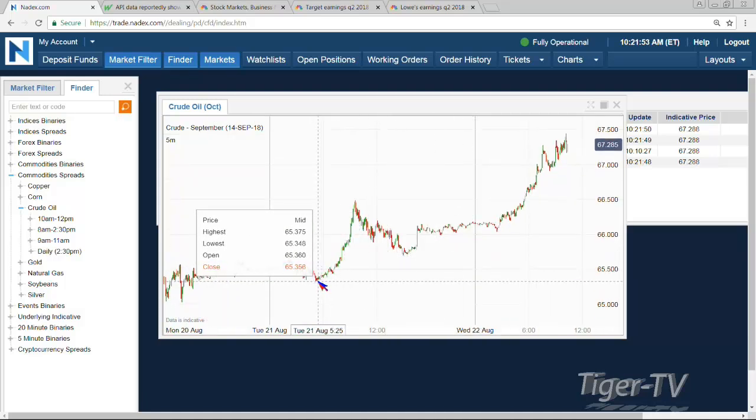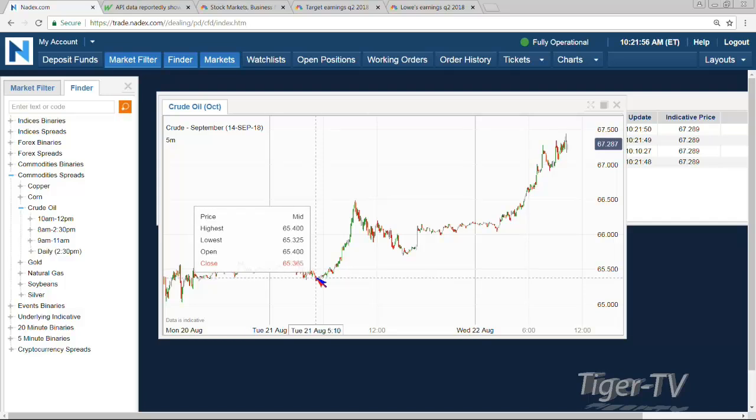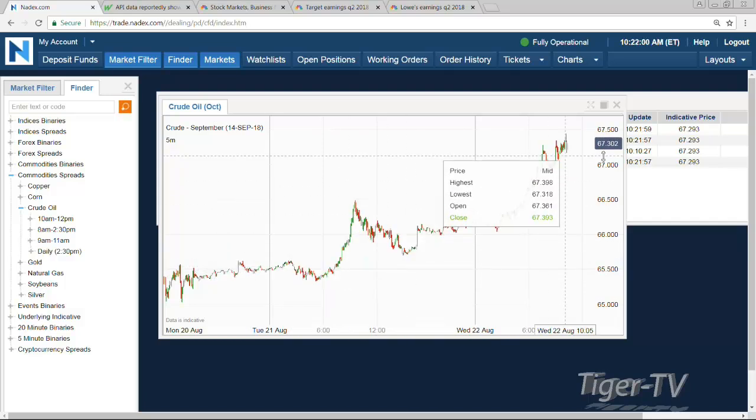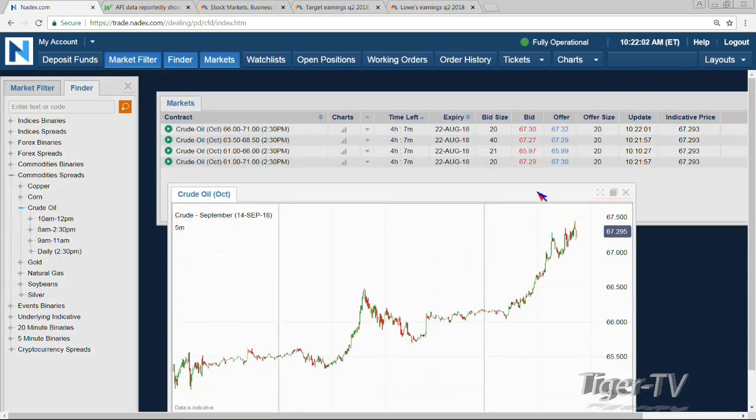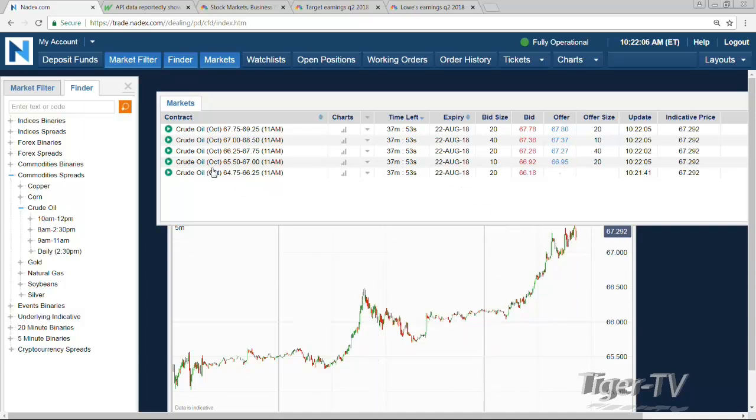You go back to yesterday early in the morning, you're trading at 65.40 early. You're up almost $2 solid from that level, trading 67.30. So what we're going to look at here is possibly setting up a volatility trade with exposure to the upside and the downside ahead of those EIA inventory numbers coming out at 10:30.